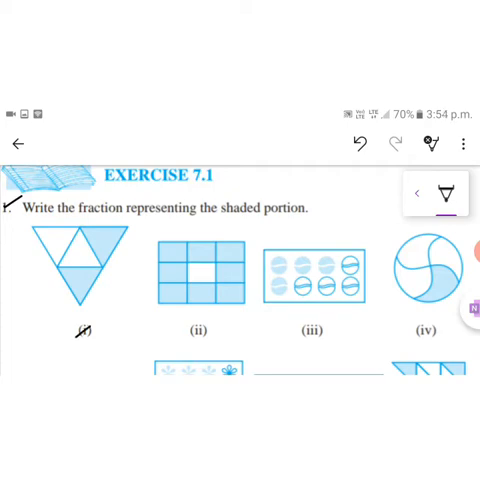Number 1. Here the total number of boxes is 4. Boxes shaded equal to 2. Write the total number of boxes in the denominator. Number of boxes shaded is 2. Write the shaded boxes in the numerator. So the answer is 2 by 4.